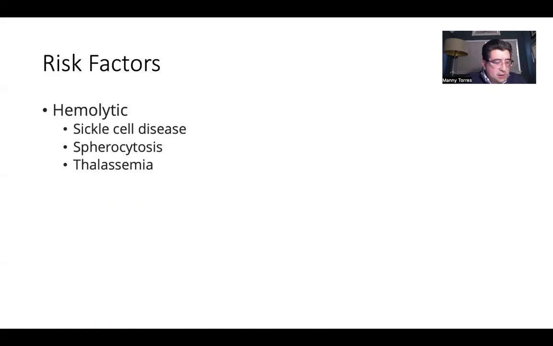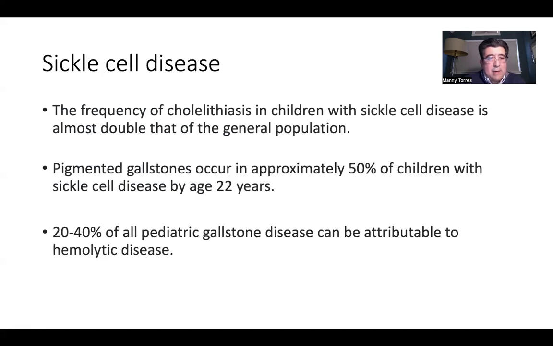The hemolytic risk factors will not be discussed in great detail today. However, in sickle cell disease, the frequency of gallstones in children is almost double that of the general population. Pigmented gallstones occur in approximately 50% of children with sickle cell disease by the age of 22, and approximately 20 to 40% of all pediatric gallstone disease can be attributed to hemolytic diseases.